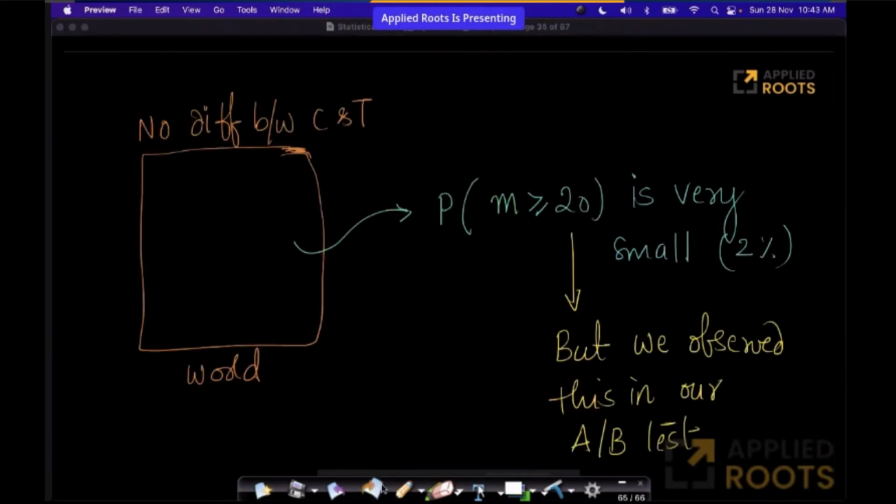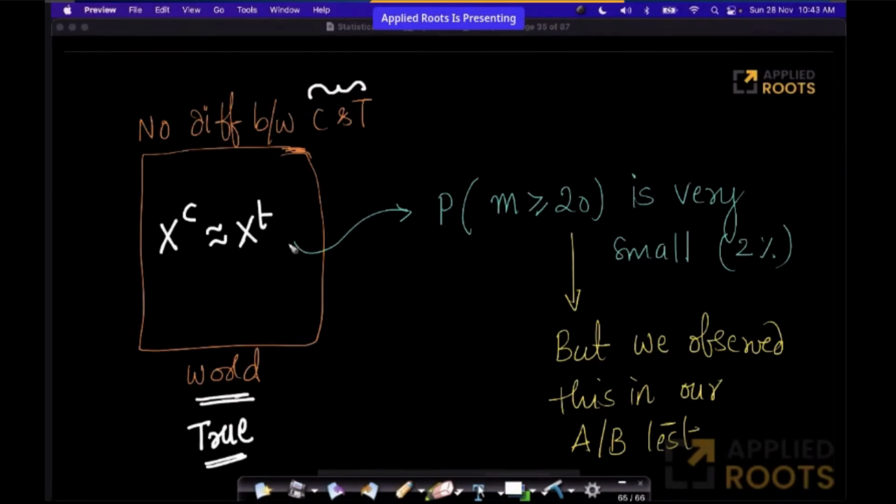Now let's think about it. Let's take a step back and think again. Suppose you are living in a world where there is actually no difference between control and treatment. There is no difference. Your XC is very similar to XT. Let's assume this is the world that we live in. Let's just assume this is true in a given world.